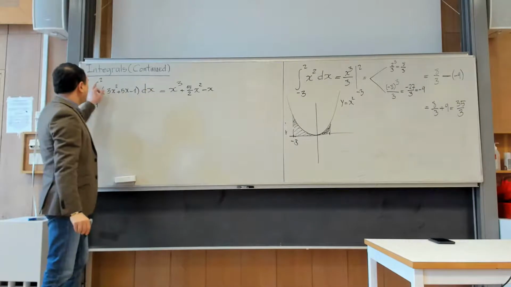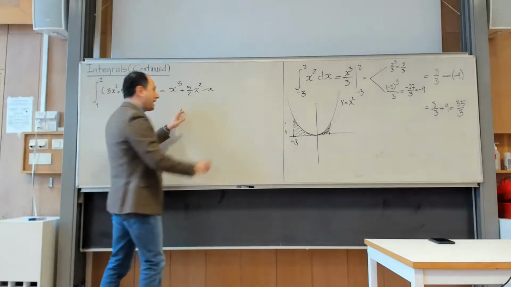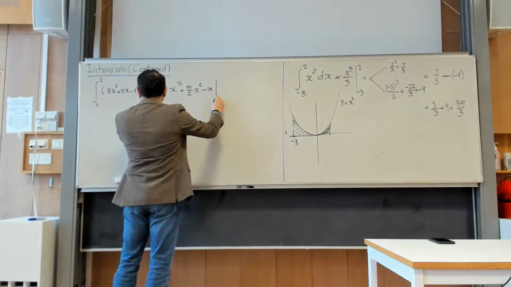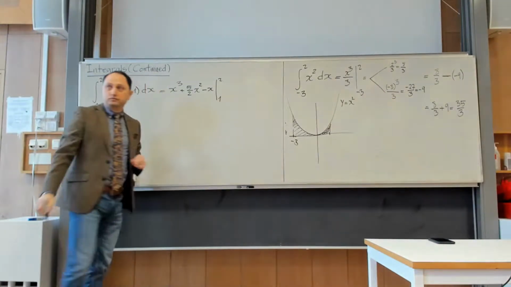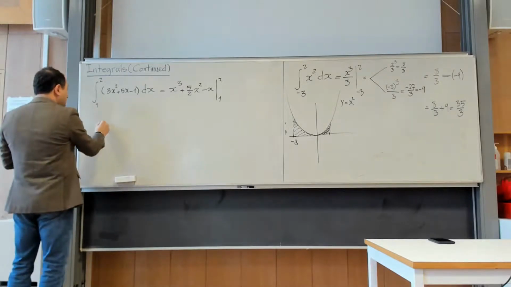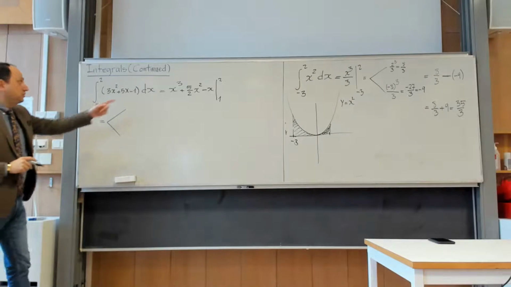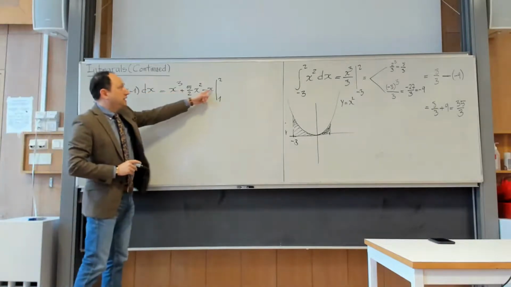Am I allowed to write the integral sign again here? No. What should I write? I have to write this vertical line from 1 to 2. That's it. And then what I need to do, that's up to you, but I recommend you at least the first few times do it in this way. So you put 2 there everywhere. Instead of x, you put 2.